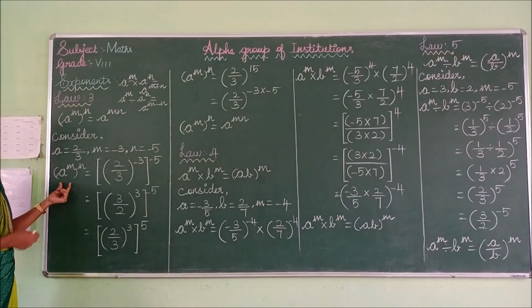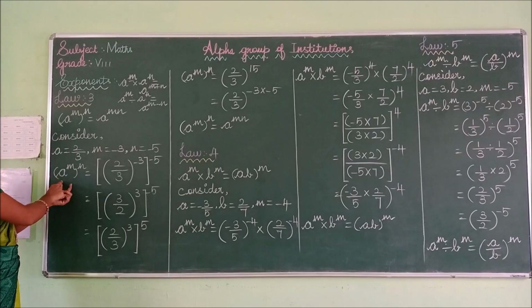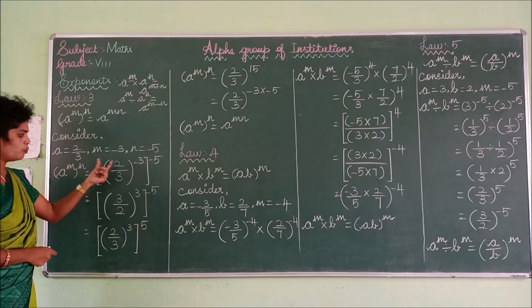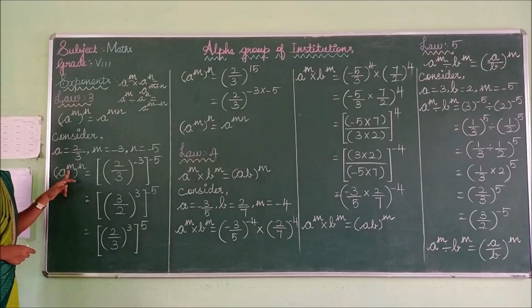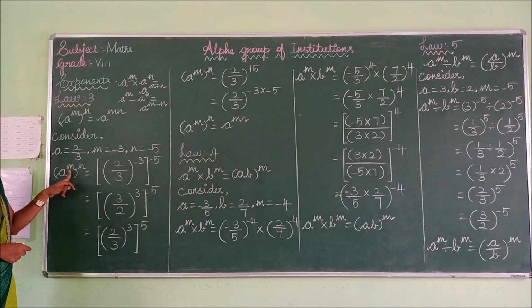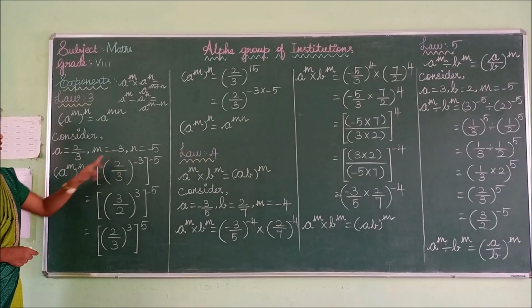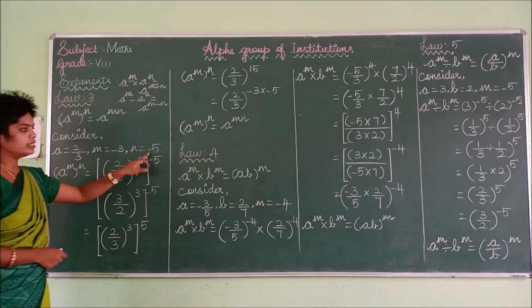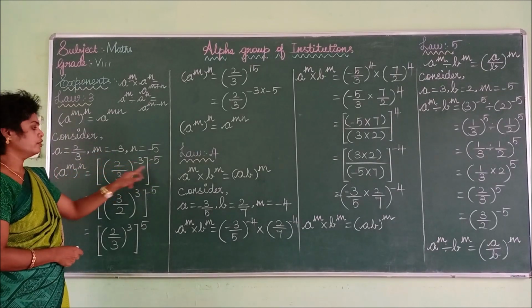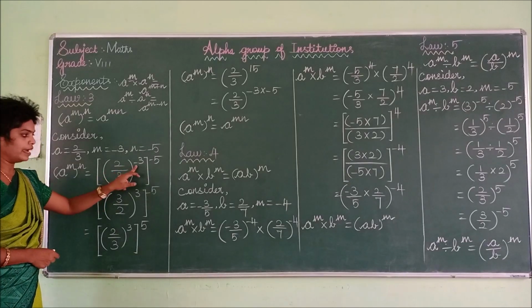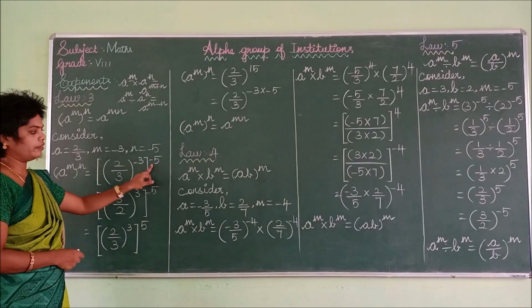So substitute here. What is our left hand side? A power m whole power n. What is a? We have taken 2 by 3 whole power. What is the value of m? The value of m is minus 3. Then whole power n. What is the n value? Minus 5. So 2 by 3 power minus 3, the whole power minus 5.